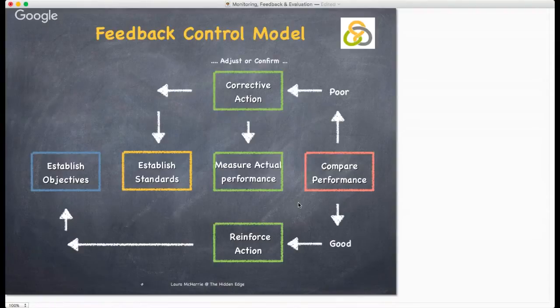objectives. If the performance is poor, then corrective action is needed, and that may mean adjusting the established standards because they may have been set too high or too low, or confirming what action does need to be taken and then measuring the actual performance again.